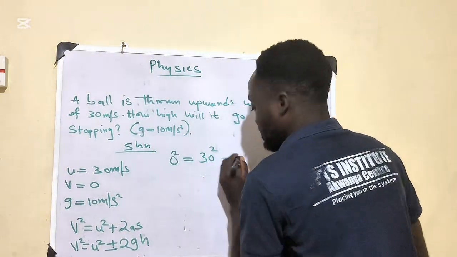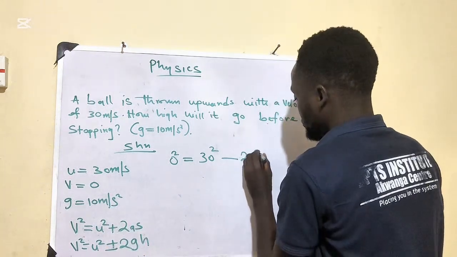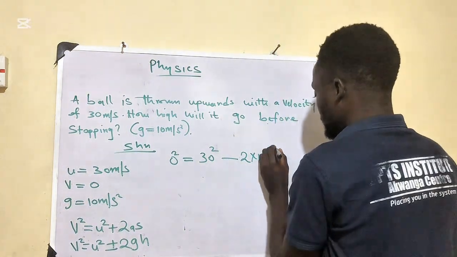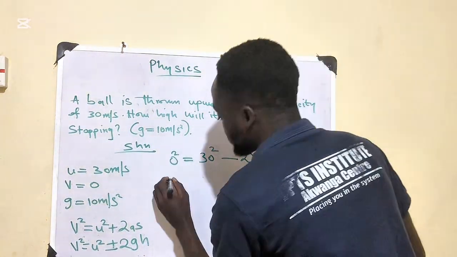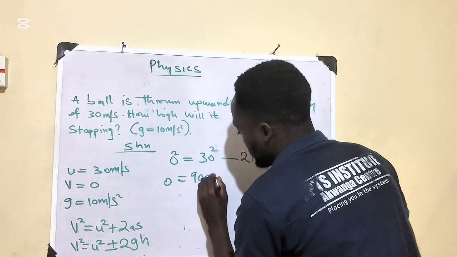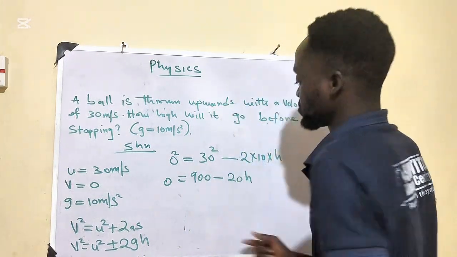So you see minus 2 times g, and we know that g is 10, then times h, and h is what we are asked to find, that's what we don't know. So now we have 0 squared, which is just 0, and then 30 squared is 900, minus 2 times 10, which is 20, times h. So this is what we have.